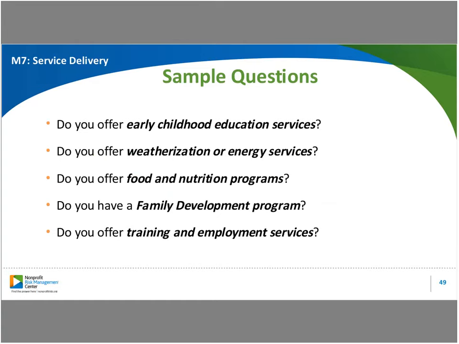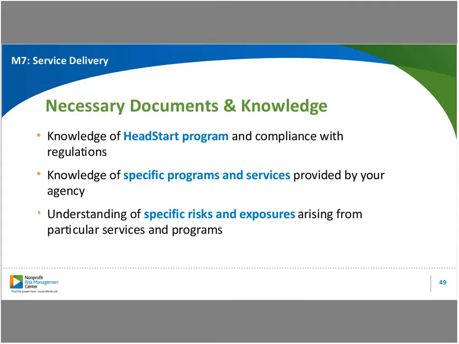So this is one module that's branched very much. If you say you don't have this service, it will skip over the questions that relate to that service. If you say you do have it, then it will ask you some more specific questions about that. So some necessary documents. If you have a Head Start program, it asks a few specific questions about whether you're complying with the regulations that apply to that specific program. And then generally, if you have any of the other programs, obviously we'll ask if you have them, and then we'll ask a little bit about whether you've thought about some of the risks that arise from those programs.